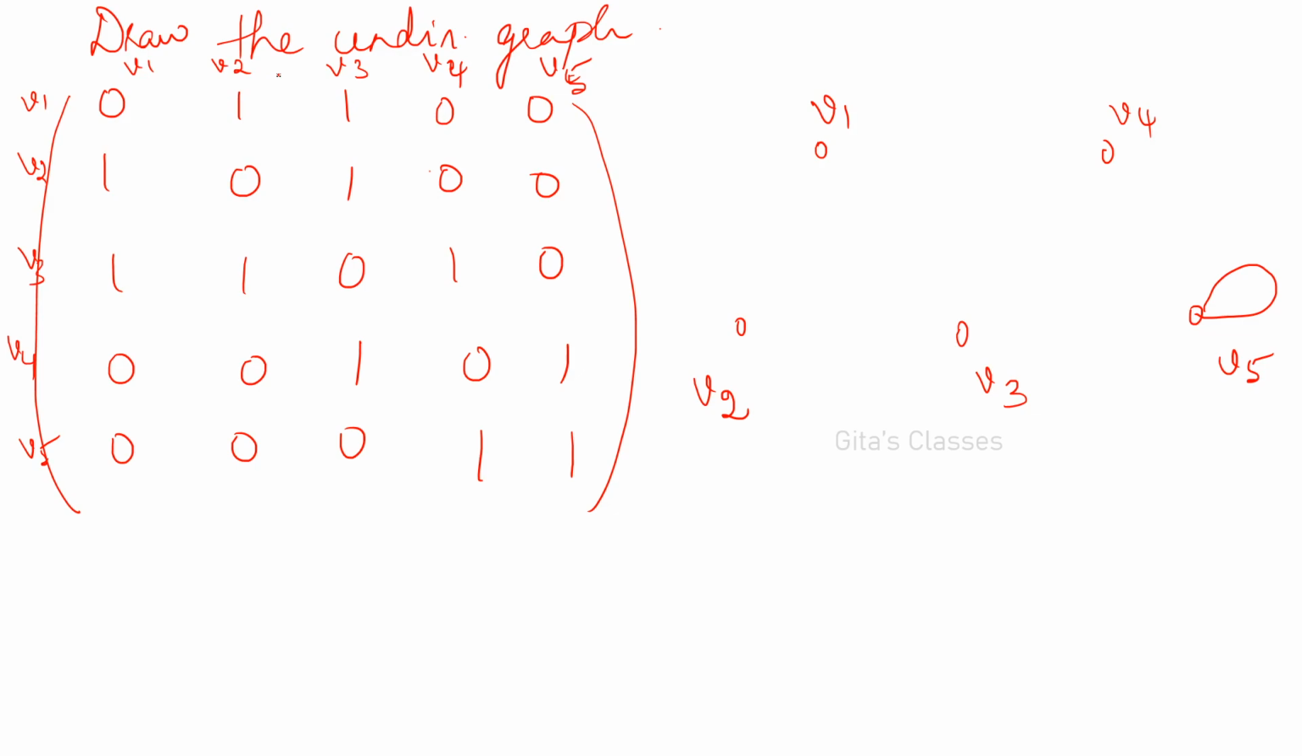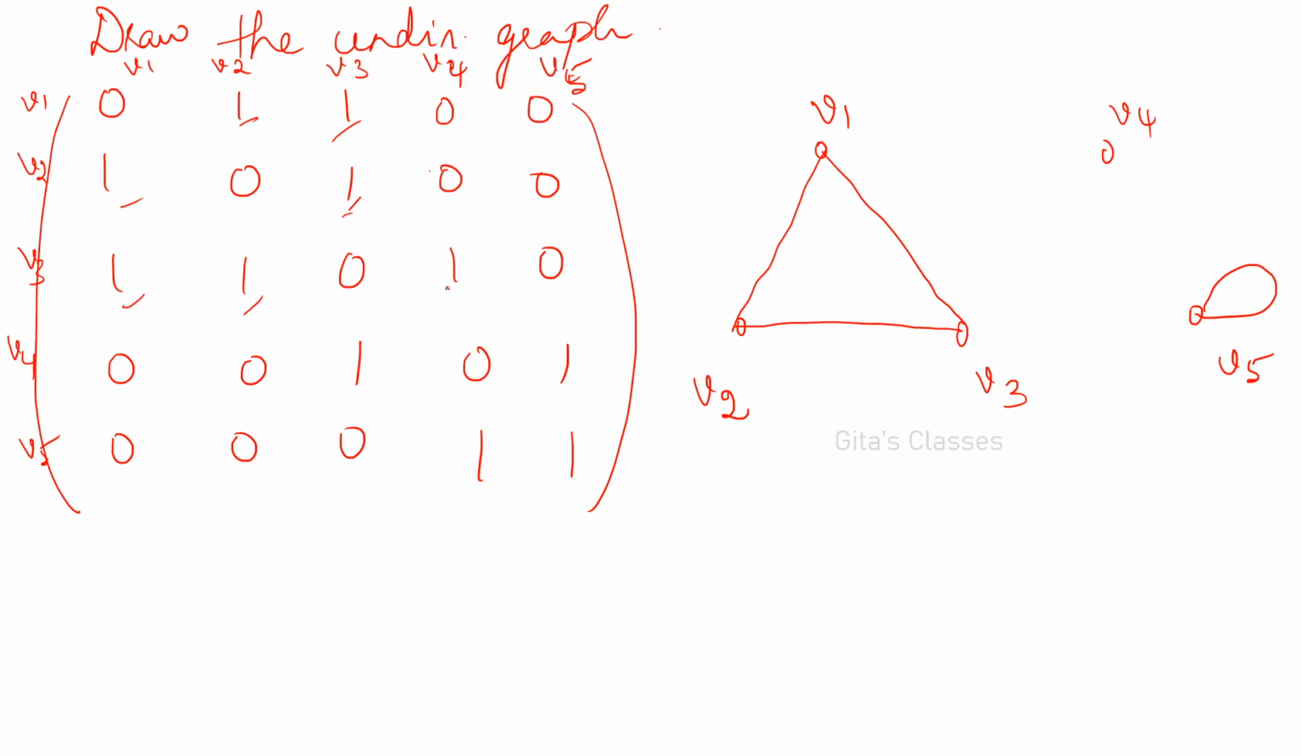Then V1 to V2. It is an undirected graph. Okay. So, V1 to V2 and V2 to V1. So, this one is over. V1 to V2. Yes, there is a line. There is an edge. And V1 to V3 and V3 to V1. Yes. Then next is V2 to V3 and V3 to V2. These two are over.